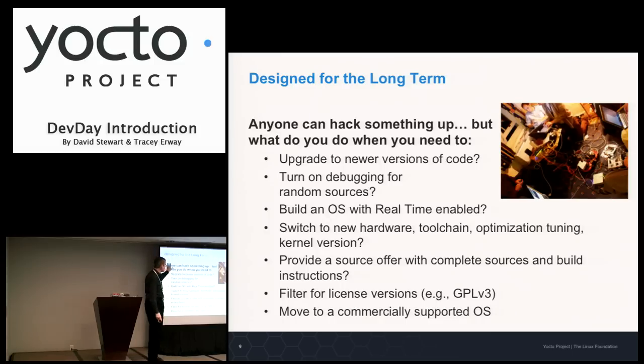So these are some of the things. You can always hack stuff together, but if you want to turn on debugging for random sources, upgrade to newer versions of things, build something with real-time enabled, or switch to a different tool chain or different hardware, how much of it do you have to completely redo?